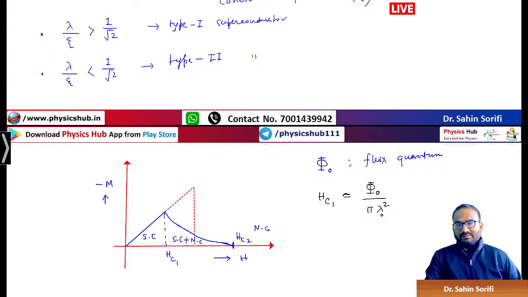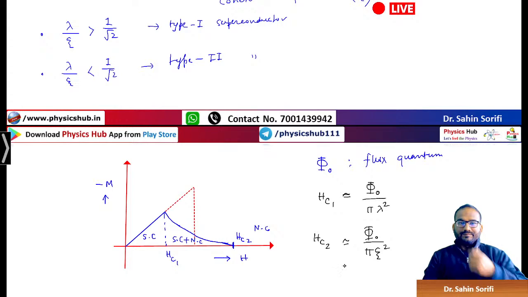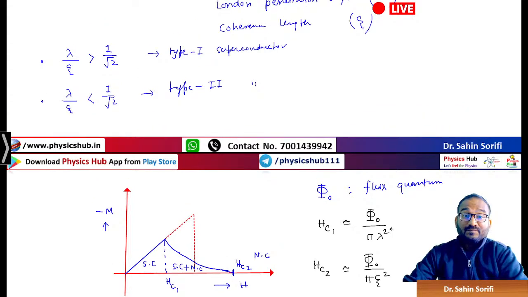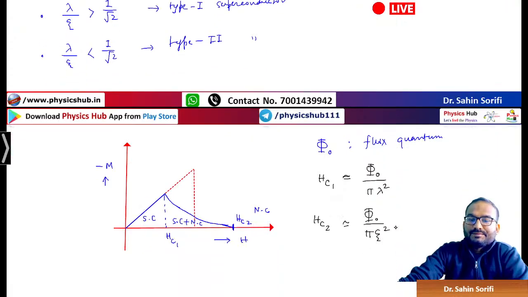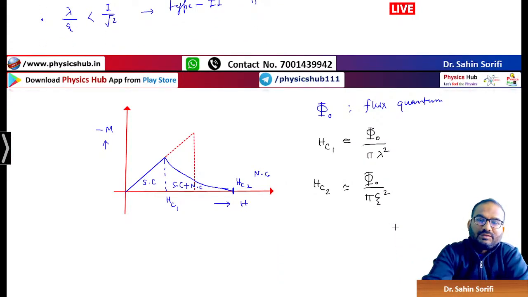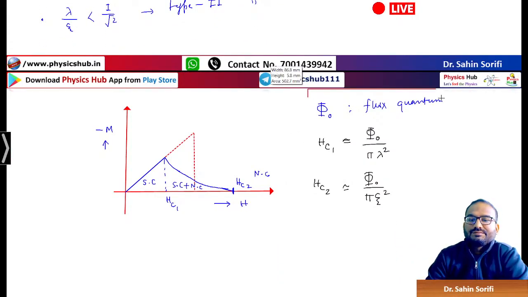Lambda, you know, is the penetration depth. Hc2 is equal to phi naught, the flux quantum, by pi xi square. Xi is the coherence length. So these two formulae are very important. Remember.